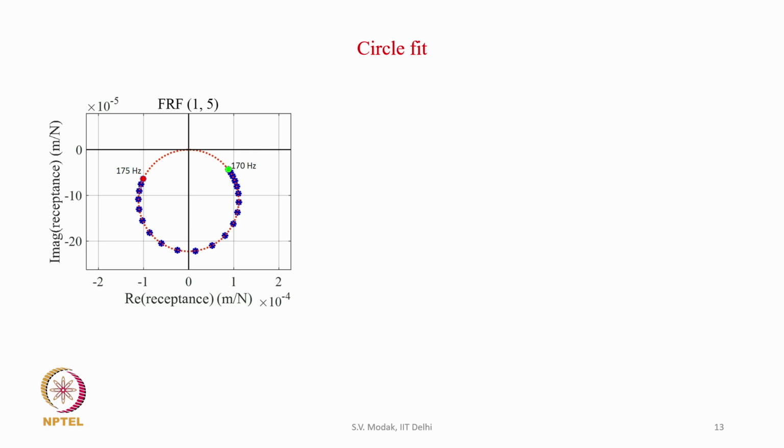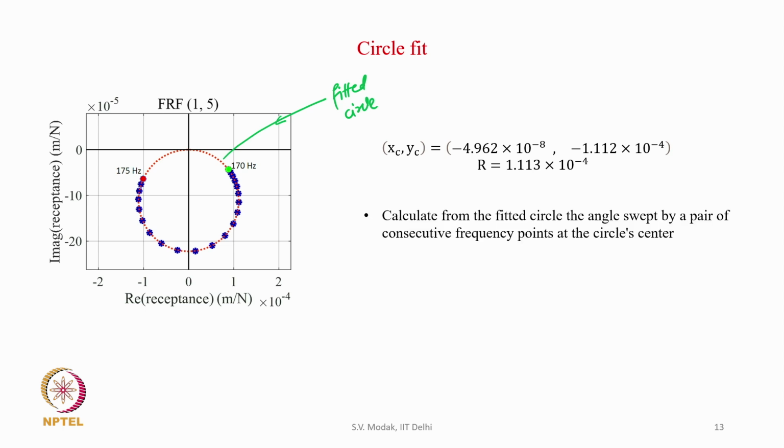Once that is done, we get the circle, and then we can find the radius of the circle and the coordinates of the center of the circle. So, this is the fitted circle, and these are the coordinates of the center of the circle and the radius of the circle. Now, what we do is find the angle swept by a pair of frequency points.